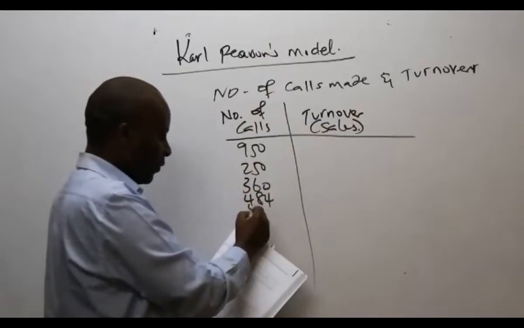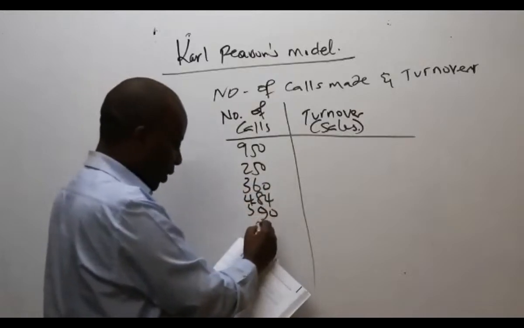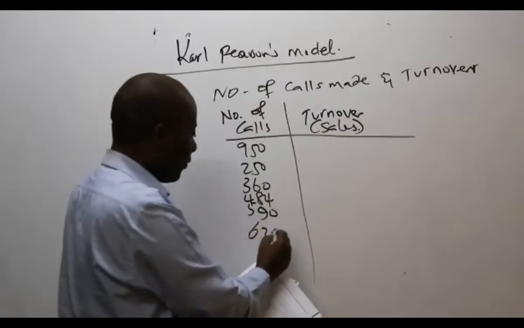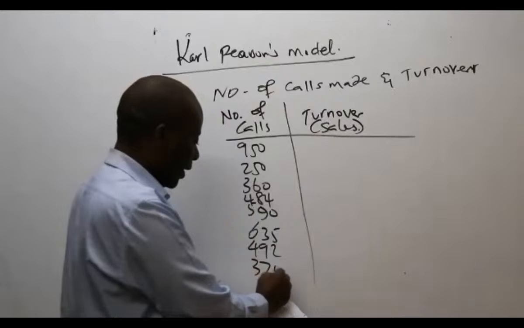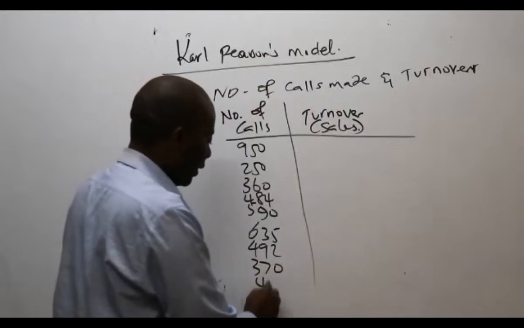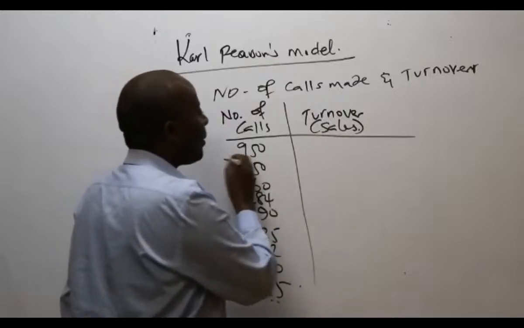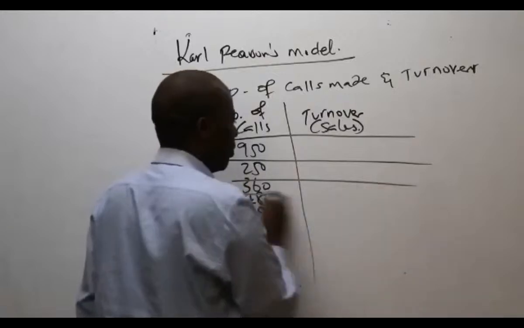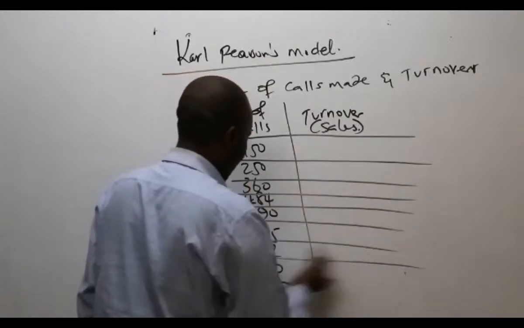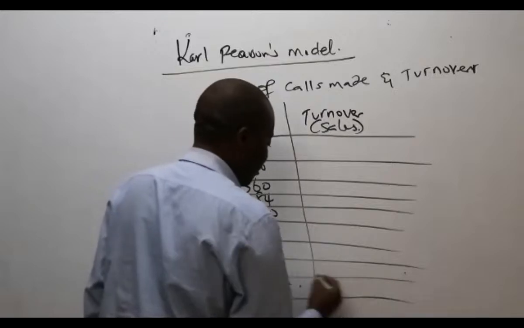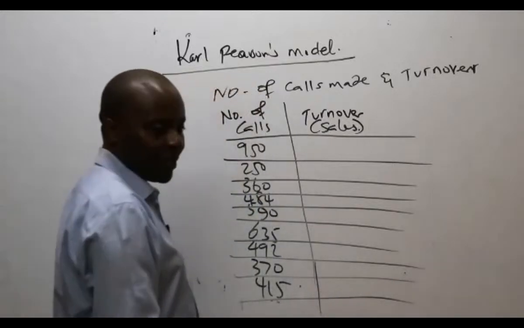Here we have got 590. Here we have got, ladies and gentlemen, 635. Here we have got 492. Here we have got 370, and then 415. So, ladies and gentlemen, if that is the case, this is what we need to do very first. You know, QA is the best paper in CPA.